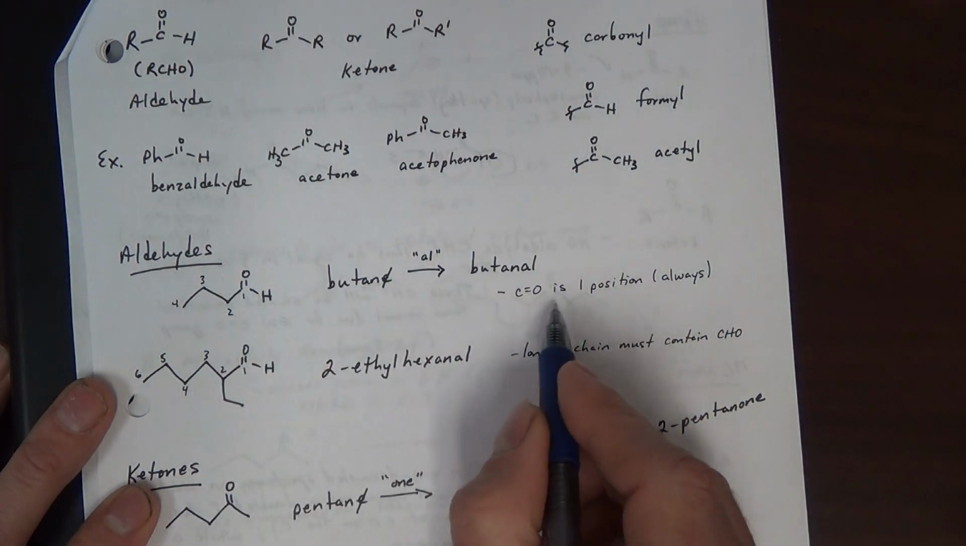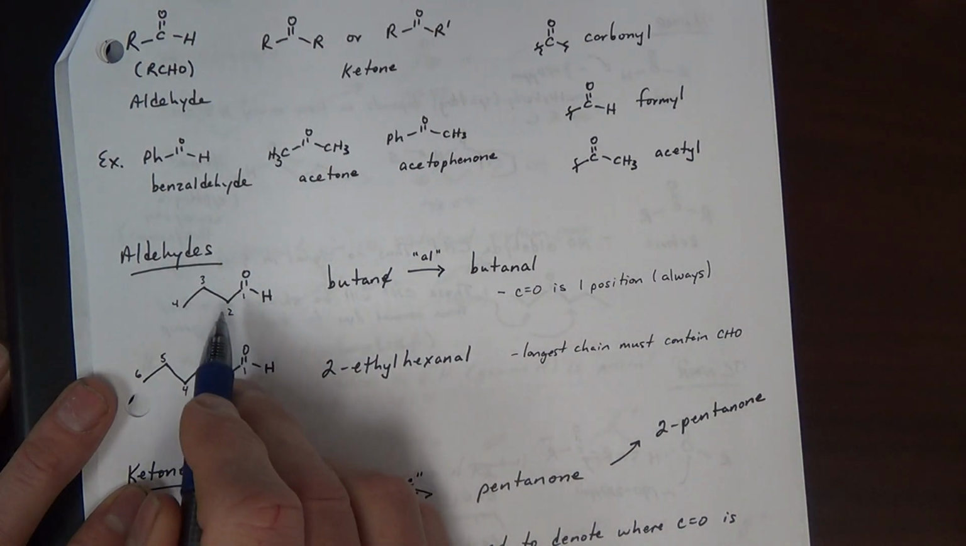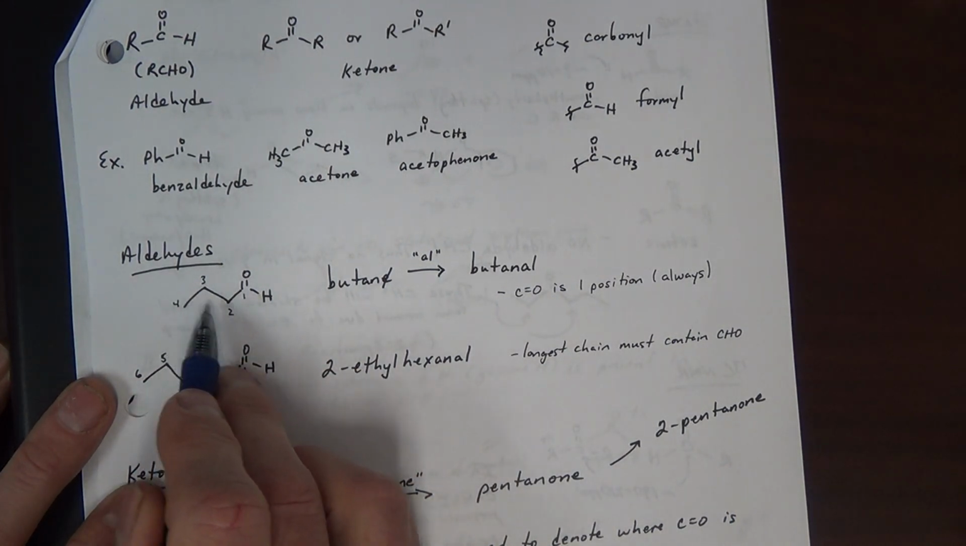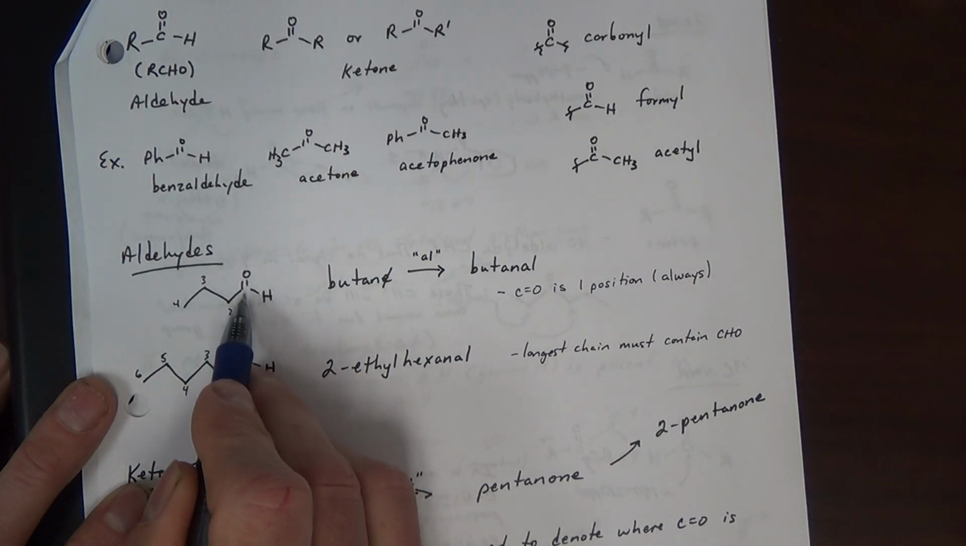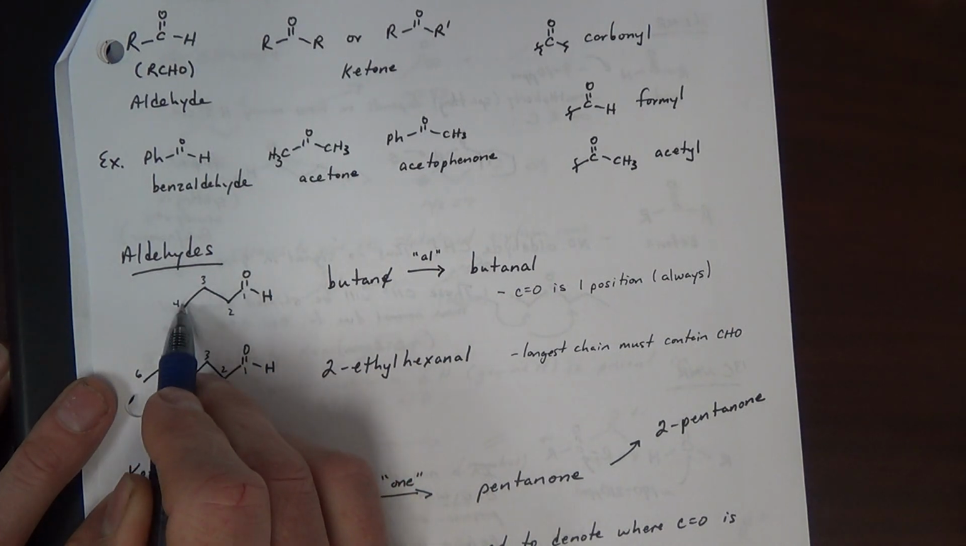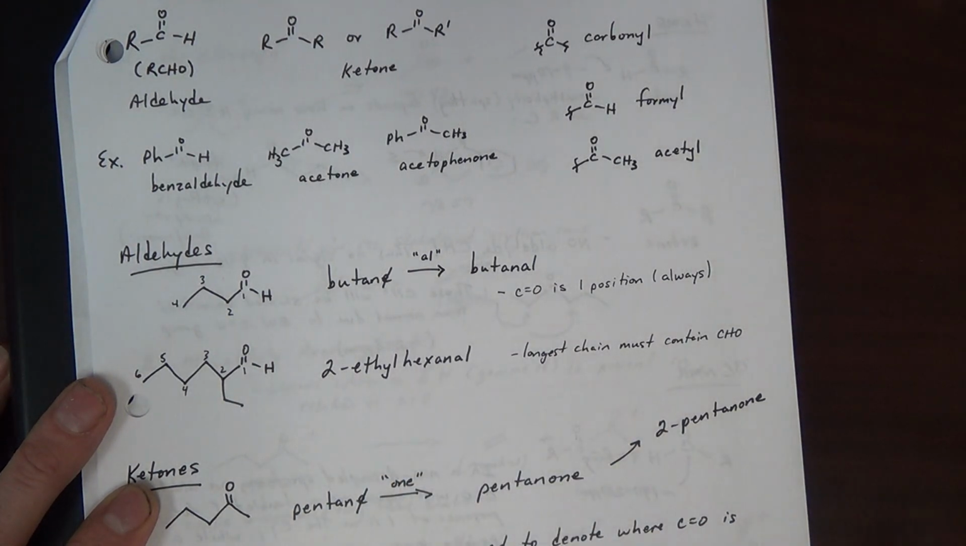Now, the one position is always the carbonyl with aldehydes. An aldehyde is a so-called terminal functional group. The aldehyde carbon is at the end, and it's always labeled as number 1. The 1 carbon, and then we go from there. 1, 2, 3, 4. 4 carbons, butane, butanal. That's the name of that compound there.